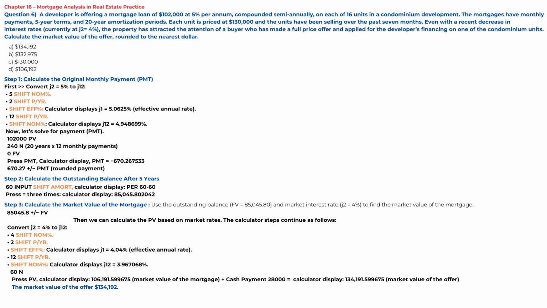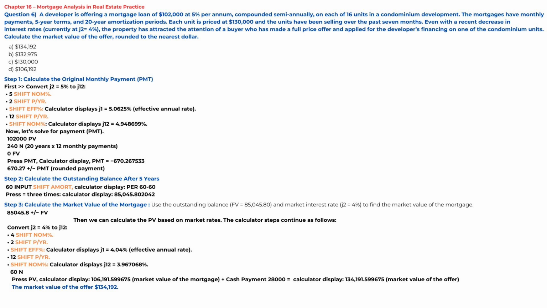Step 1. Calculate the original monthly payment, PMT. First, convert J2 equals 5% to J12. 5, Shift NOM, 2, Shift PYR. Shift Effective, calculator displays J1 equals 5.0625%, effective annual rate. 12, Shift PYR, Shift NOM, calculator displays J12 4.948699%. Now let's solve for payment, PMT. 102,000 PV, 240 N, 20 years times 12 monthly payments, 0 FV. Press PMT, calculator displays minus 670.267533.